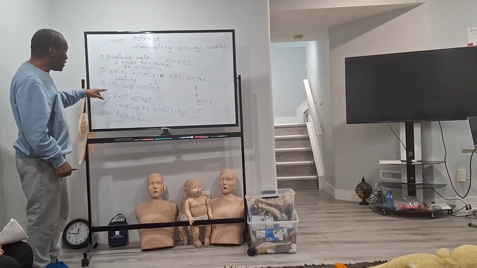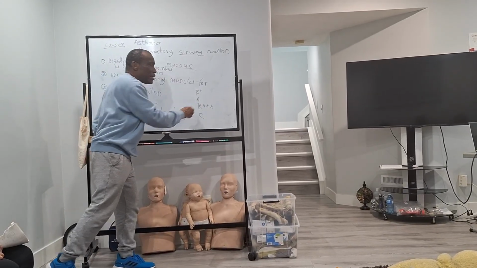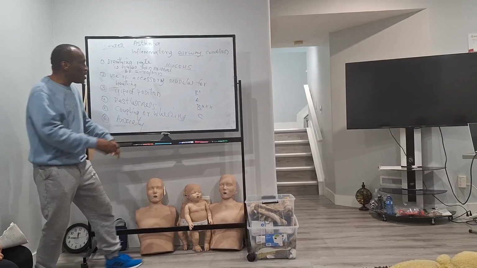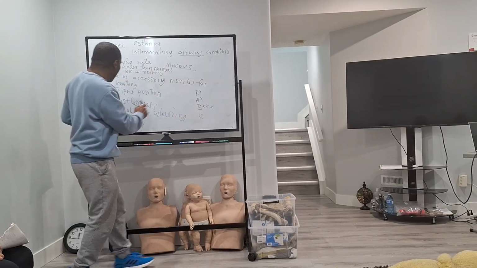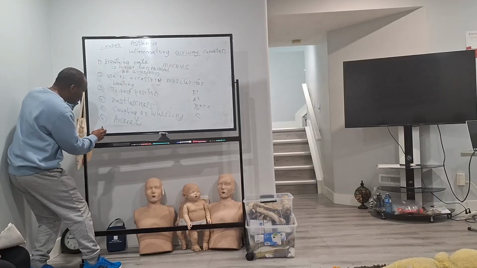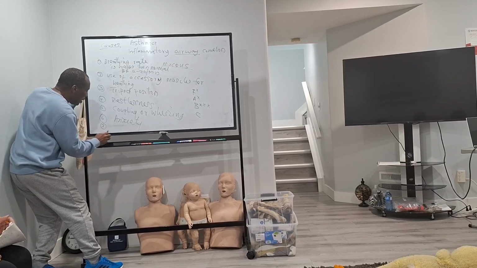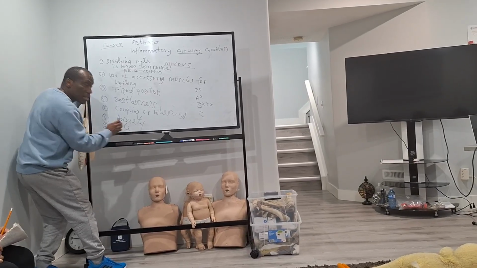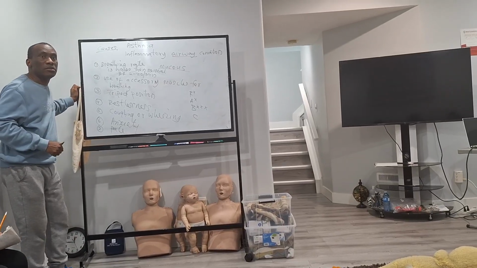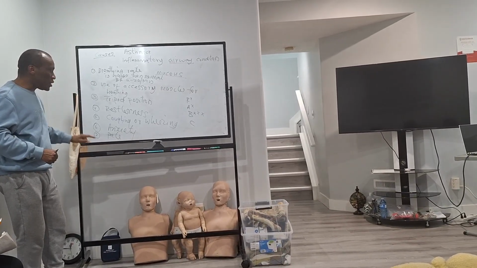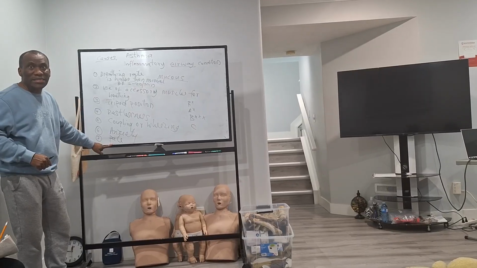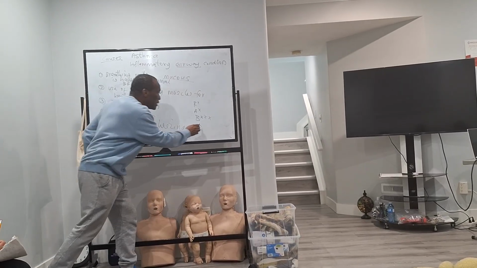Now look at restlessness. I will put it here. R. Coughing and wheezing. A. In fact, there's one more: skin color. Skin color is pale. It begins to go pale. And if you see that, paleness is what? C, circulation.